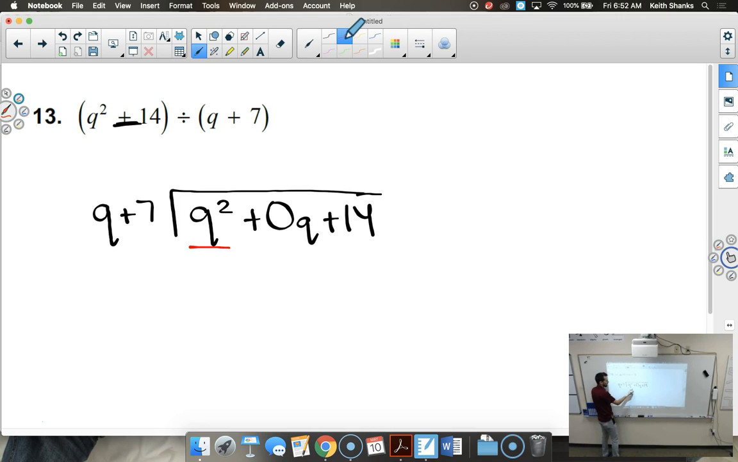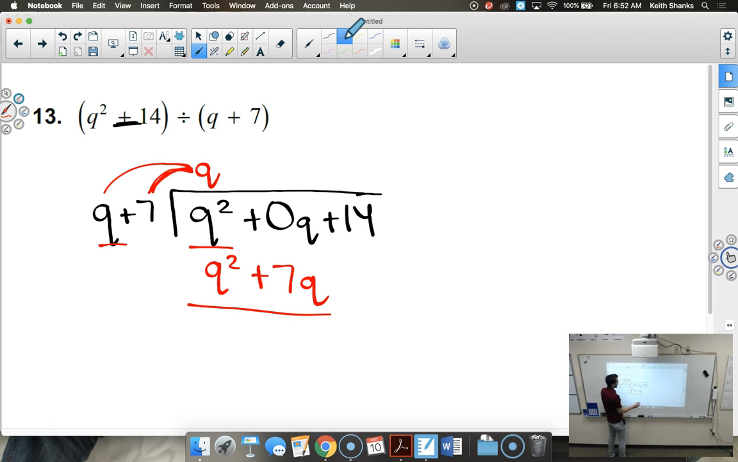Take q squared divided by q, or what do you multiply q by to get q squared? That's q. So you have q squared plus, when I multiply this one out, q times 7, I get 7q. All right, and I'm going to change my signs here. Add those together. These are going to cancel out, and I end up with negative 7q plus 14.